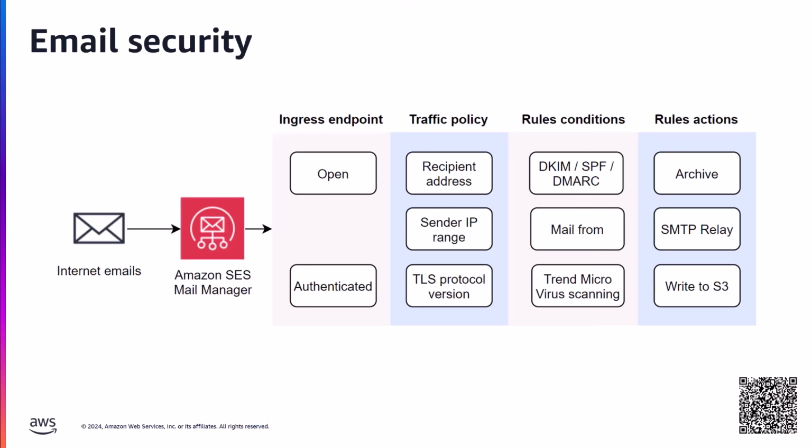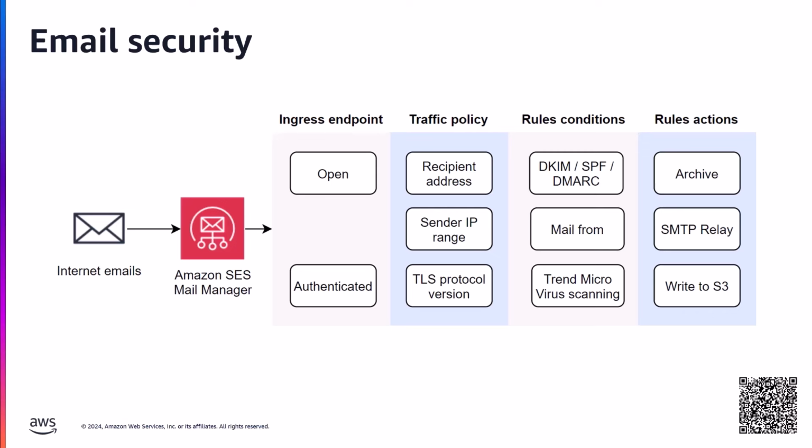The Mail Manager journey starts with an ingress endpoint which receives emails, and it comes in two flavors. The first one is an open ingress endpoint, where email sent to your domain resolves directly to your ingress endpoint with no authentication required. The second one is an authenticated ingress endpoint, which processes emails sent to your domain from authorized senders with whom you've shared your SMTP credentials, such as your on-premise email servers.